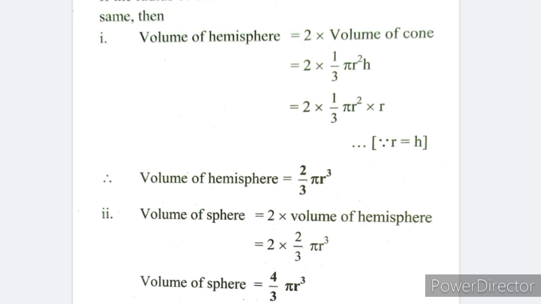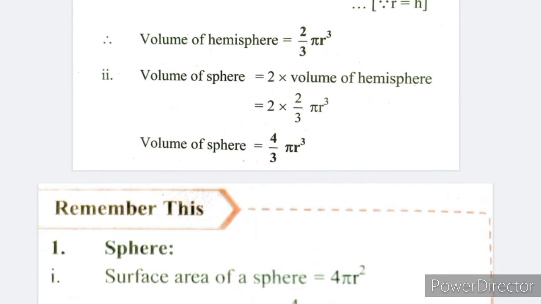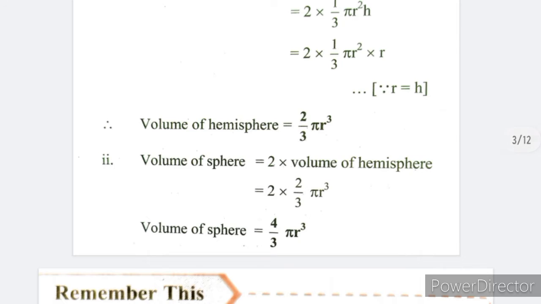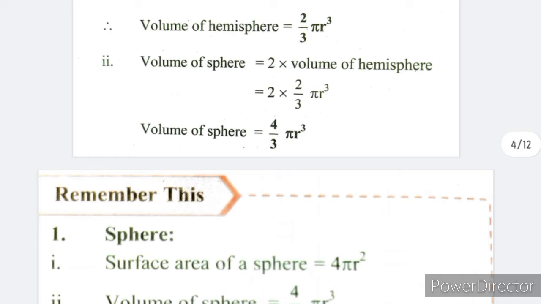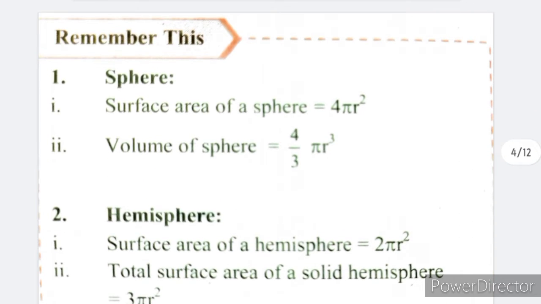Okay, so remember this formula, it's a very important formula. So it is 2 upon 3 pi r cube. Volume of hemisphere. So hemisphere, what is the formula? 2 upon 3 pi r cube. Simple, it will be double. So that is 4 upon 3 pi r cube, the volume of sphere. So remember, volume of hemisphere is 2 upon 3 pi r cube and volume of sphere is 4 upon 3 pi r cube. Simple.